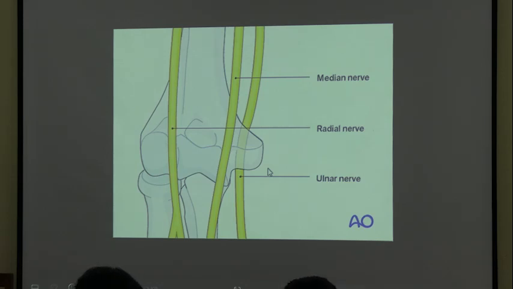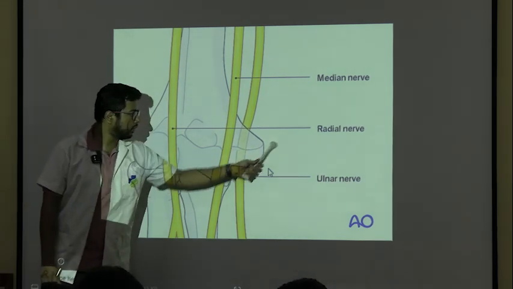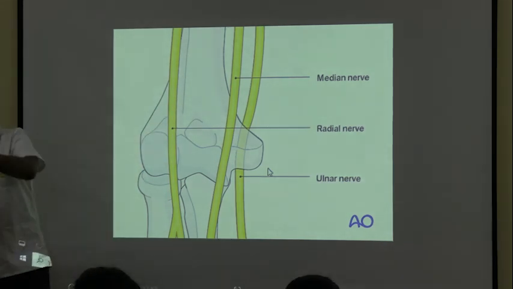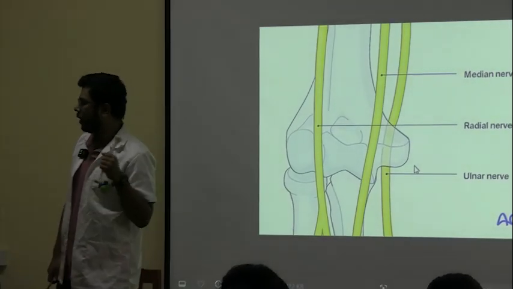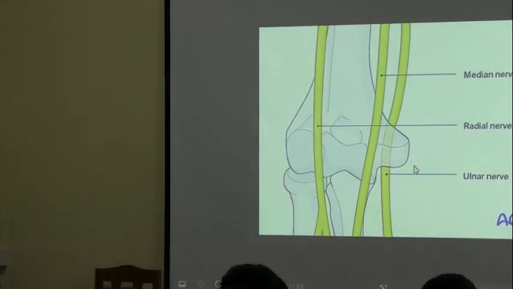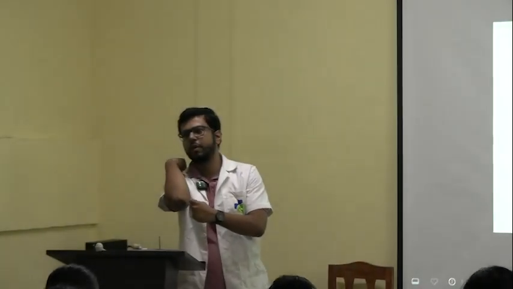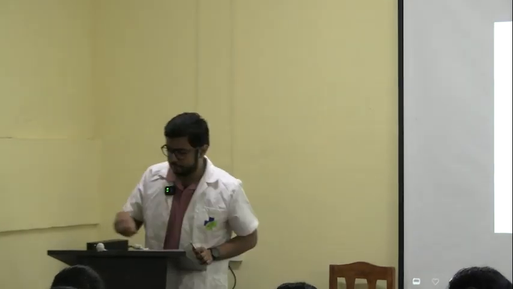So there are 3 nerves related to the humerus bone. One is the radial nerve on the radial side, one is the ulnar nerve on the ulnar side, and one is the median nerve. The ulnar nerve lies posterior to the medial epicondyle. If you want to write, you can write. If there is a skinny person and you press here, there might be a tingling sensation. So this is for the ulnar nerve. The ulnar nerve lies behind the medial epicondyle of the humerus.